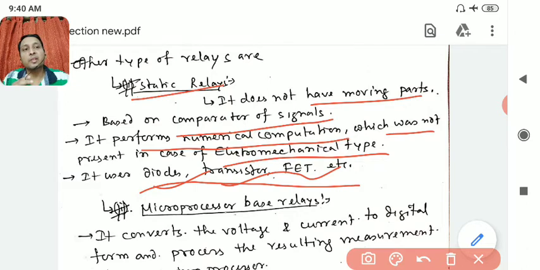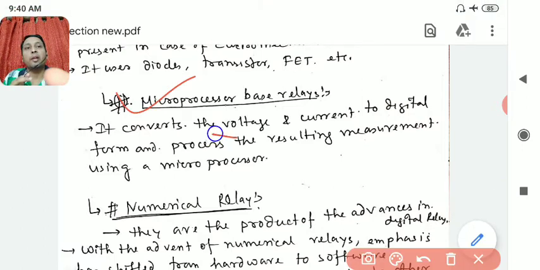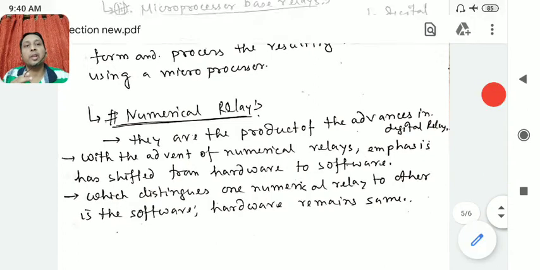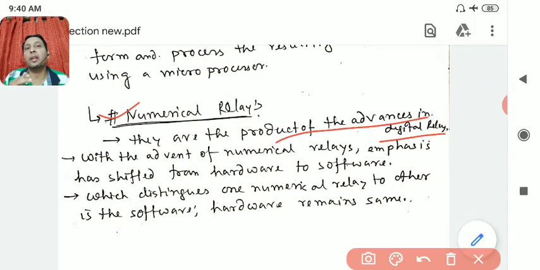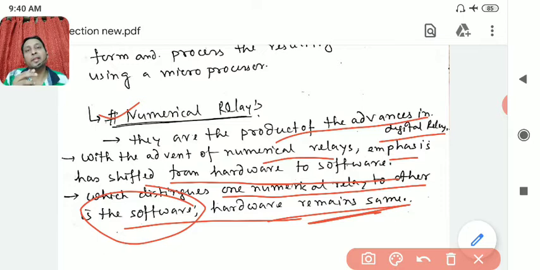A more advanced version is the microprocessor based relay. What is done here? The voltage and current from the CT and the PT, you convert into digital form and then do the processing in the microprocessor. So it becomes more advanced, and the latest advanced one is the numerical relay. The numerical relay is a further advancement of the digital, microprocessor based relay. With the advent of the numerical relay, the emphasis has shifted to software, because the hardware remains the same. If you check one numerical relay against another, the hardware remains the same. The thing that you are changing is the software, that is the logic inside it.